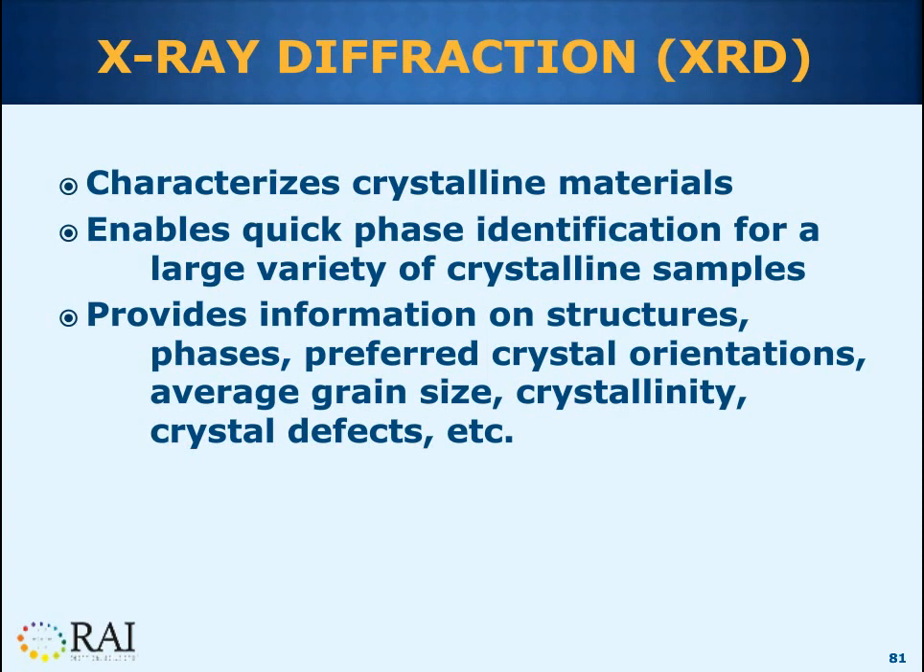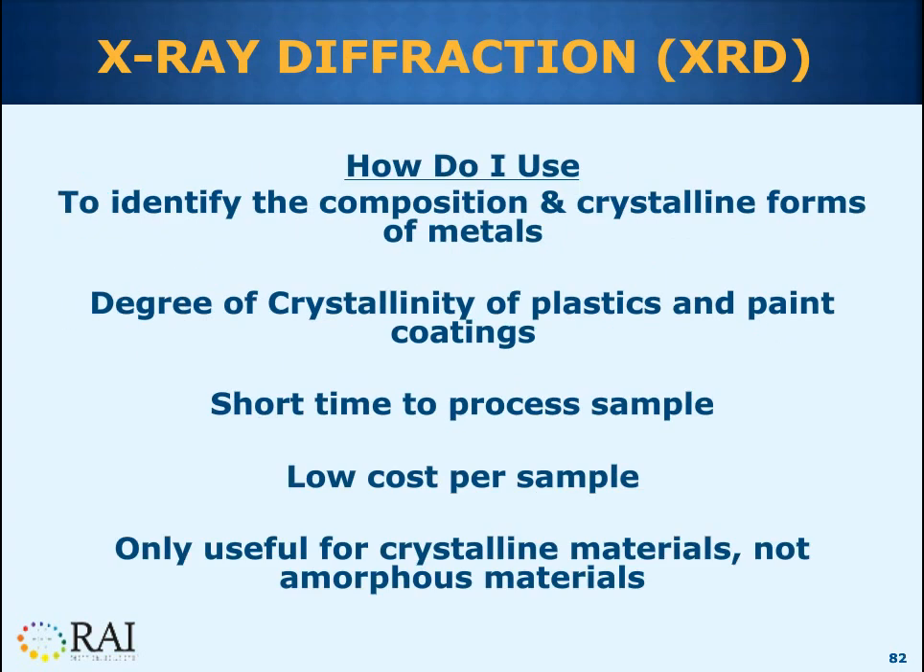So as I mentioned, it provides crystalline characterization. I use X-ray diffraction to mainly identify compositions of metal samples. That is, is it brass, is it copper, is it steel, is it zinc, is it whatever. I also use X-ray diffraction to determine the degree of crystallinity of plastics and coatings. As I mentioned before during one of the questions, degree of crystallinity determines the mechanical properties of plastics and paints. Mechanical properties such as strength, flexibility, and toughness. And the degree of crystallinity has a significant effect on these properties in a paint or a plastic. X-ray diffraction is a fast, inexpensive test to run.